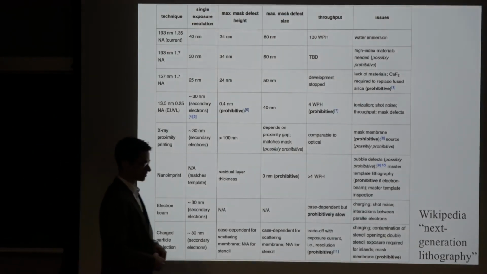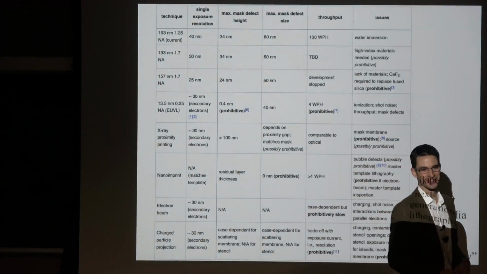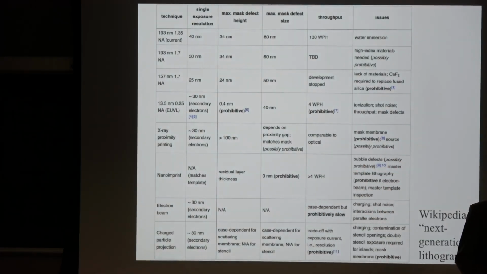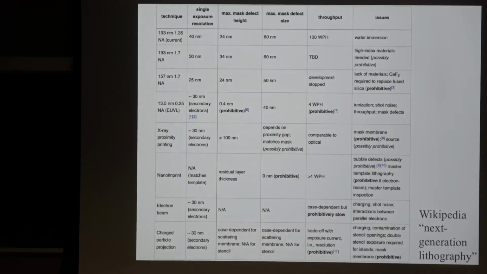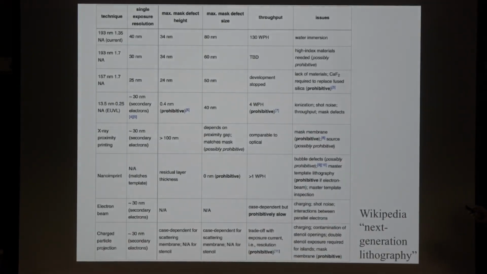I am not one of those professors that will tell you that Wikipedia is crap and that you should never trust what you read on it. Many of the articles are actually quite good. The one on next generation lithography is very good. It goes through all of the different techniques that I've been describing, the resolution and the issues and the throughput and the tolerable defect sizes. So I encourage you, if you're interested, to look more into this, and you can start here.